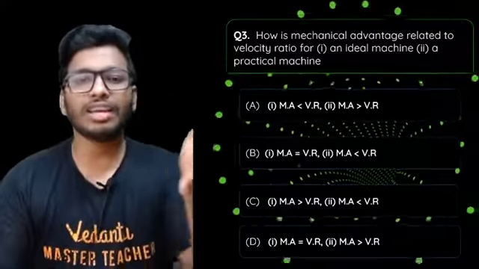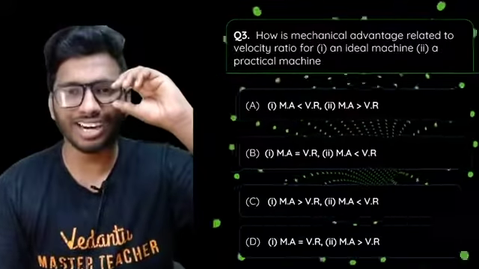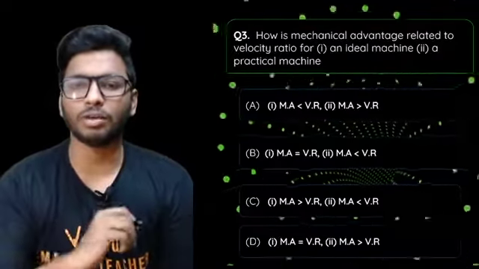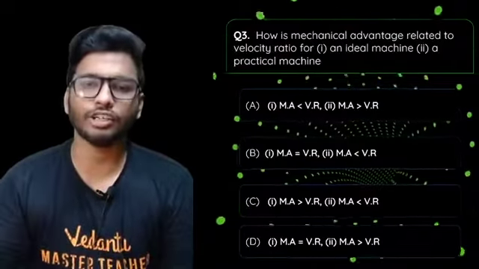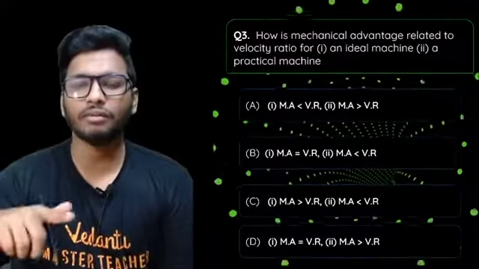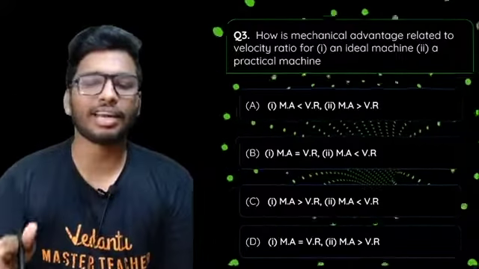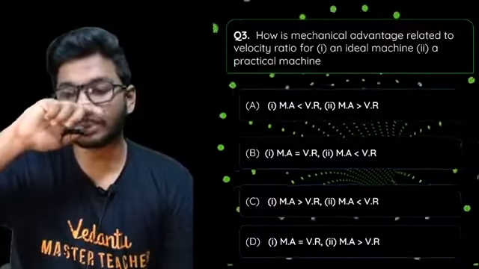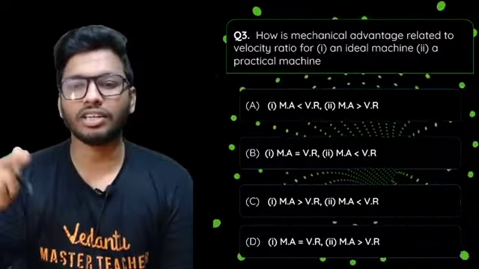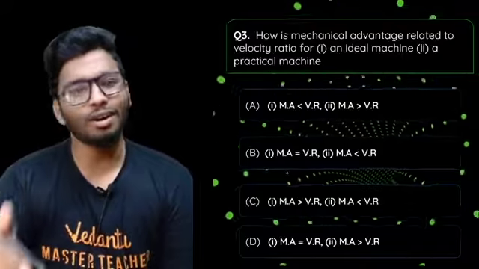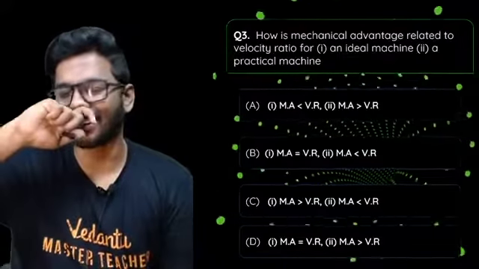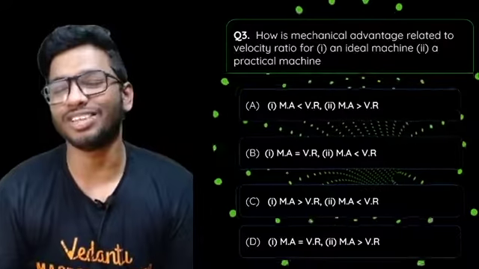Let's talk about that. So here are the options, guys. Option A is mechanical advantage is less than the velocity ratio, and mechanical advantage is greater than velocity ratio. B is mechanical advantage is equal to velocity ratio, and mechanical advantage is less than velocity ratio. Option C is mechanical advantage greater than velocity ratio, mechanical advantage less than velocity ratio. Option D is mechanical advantage is equal to velocity ratio and mechanical advantage greater than velocity ratio.